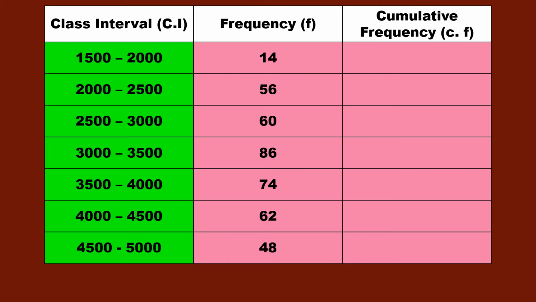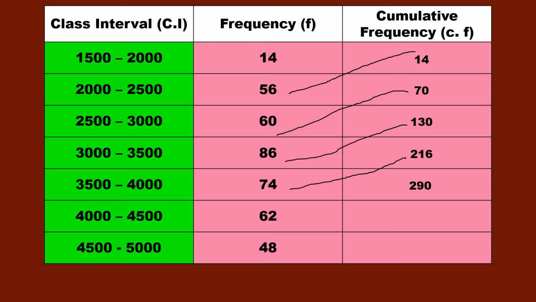For cumulative frequency we will do the addition in a zigzag way. The first value will be taken as it is. 14 is taken as 14 only. Now add 14 plus 56, you will get 70. Now 70 plus 60, 130. Next 130 plus 86, 216. 216 plus 74, 290. 290 plus 62, 352. Now 352 plus 48, 400.